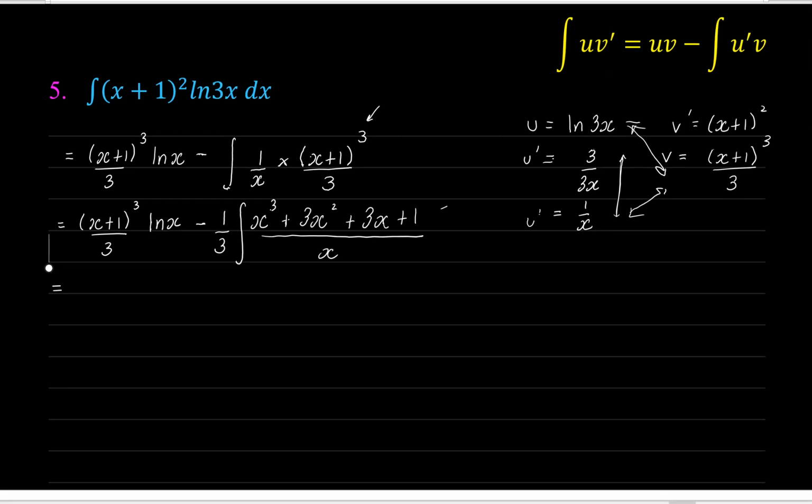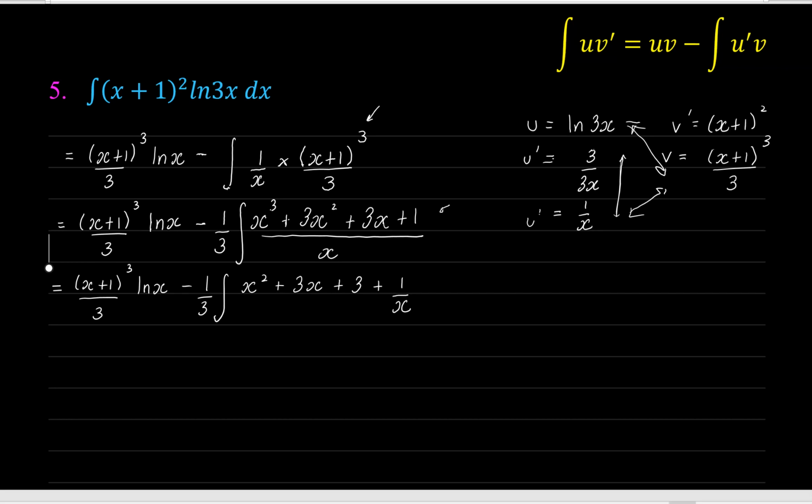Okay, so using Pascal, we expanded that top, x cubed plus 3x squared plus 3x plus 1. The 3 times x, I just pulled out 1/3 at the front here just to alleviate that. And now all I have to do is divide through by my x. So we'll write this again, becomes x plus 1 cubed all over 3 by ln x minus 1/3. We're still integrating, but now I'm dividing by x. So x cubed divided by x is x squared plus 3x plus, now 3x divided by x, that's just 3. And we get 1 over x there.